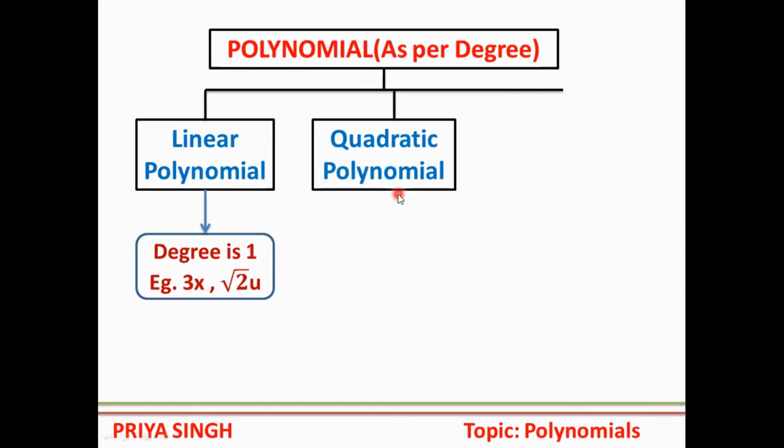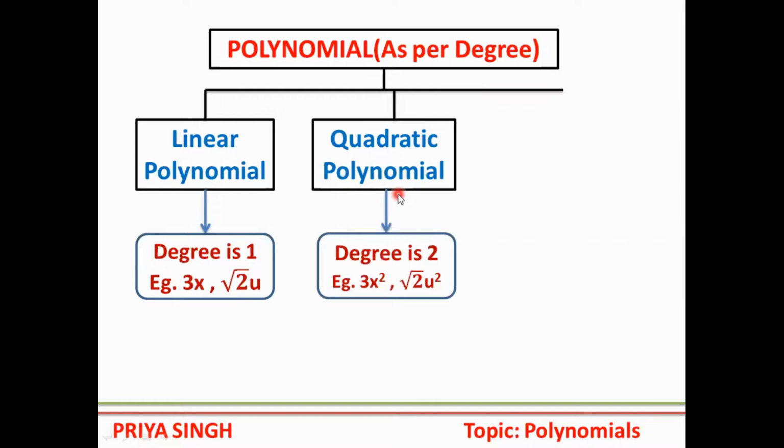another one, that is quadratic polynomial. What is quadratic polynomial? Yes, degree is 2. Example, 3x squared, root 2u squared. If you are able to see, you can see 3x squared, that is power of x is 2. And u squared, the power of u is 2.